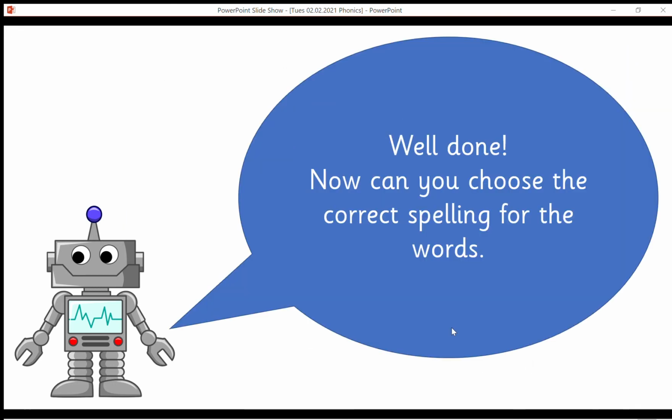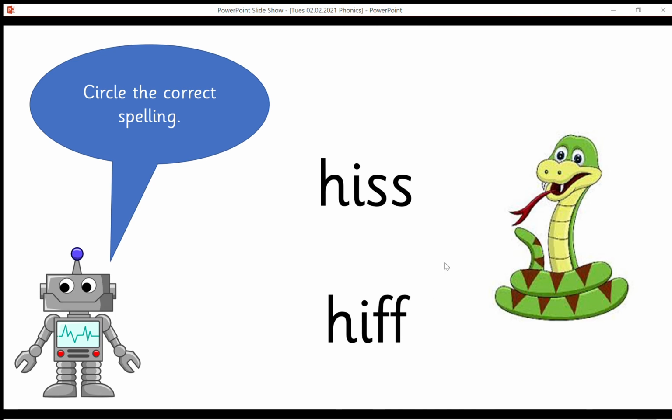Okay, well done. Now we are going to have a look if we can choose the correct spelling for the word. So we'll do this one together. Have a look at the picture, because that will give you a clue at what the word is that we're looking for. So I will blend them, ready? Hiss, hiss. And then this word, if, hiff, hiff. Which one do you think is correct to match this picture? Is it h-i-s, hiss, or is it h-i-f, hiff? Can you point to the right one?